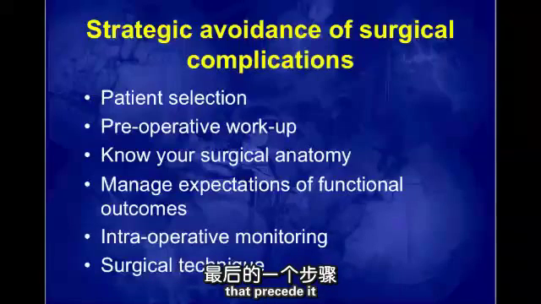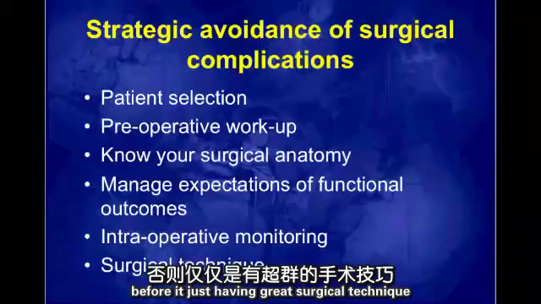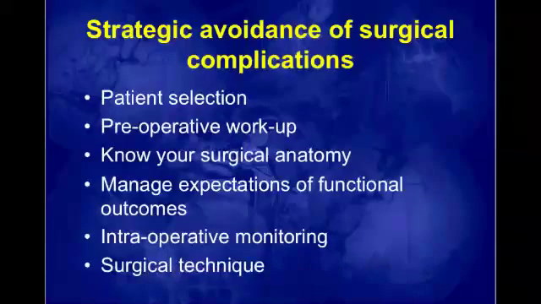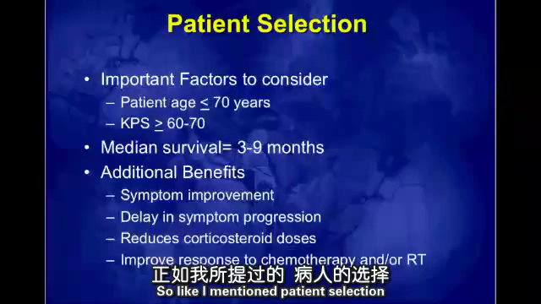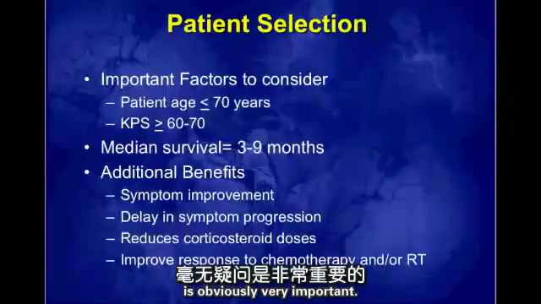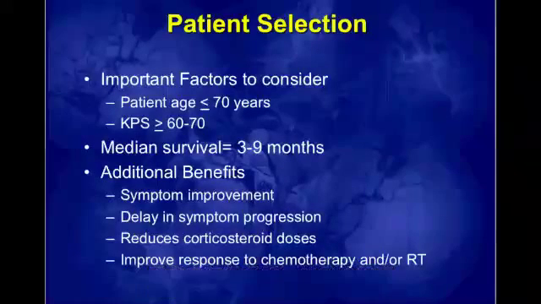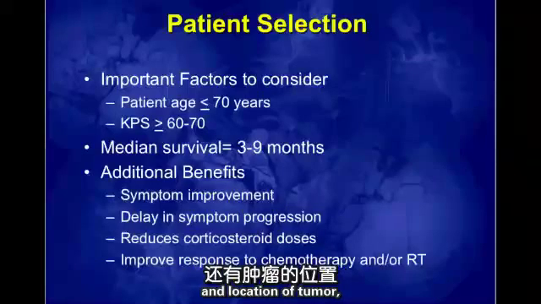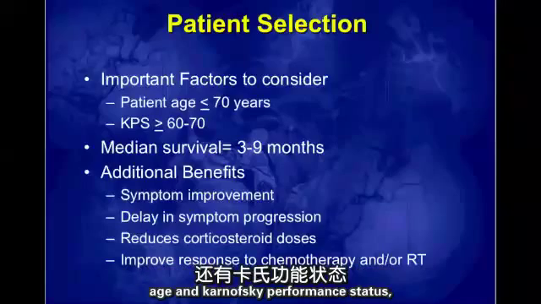And I think unless you manage everything else before it, just having great surgical technique is not going to help you prevent complications. So to start off with, patient selection. Like I mentioned, patient selection is obviously very important. Some important risk factors for surgery, excluding, for instance, size of tumor and location of tumor, the two main risk factors are really age and Karnofsky performance status.